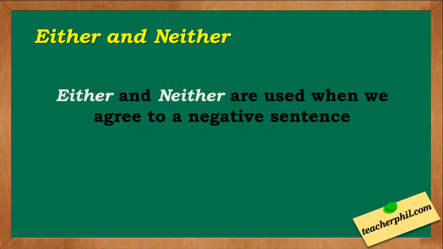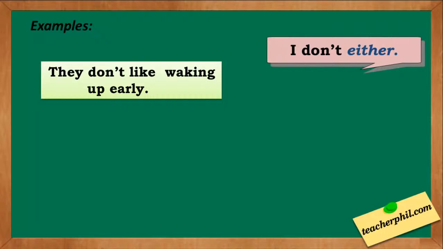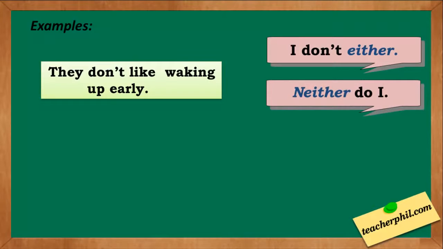Either and neither. Either and neither are used when we agree to a negative sentence. Take note also of the word order. Examples: They don't like waking up early. I don't either. Or, neither do I.